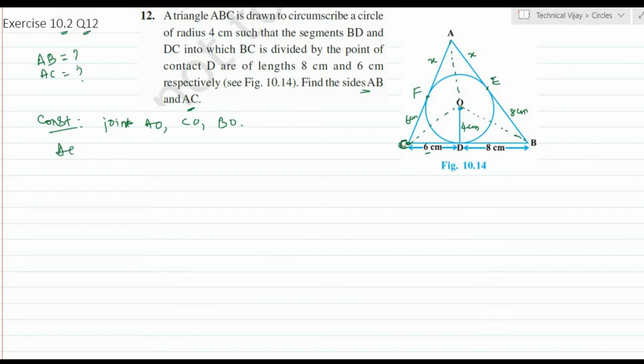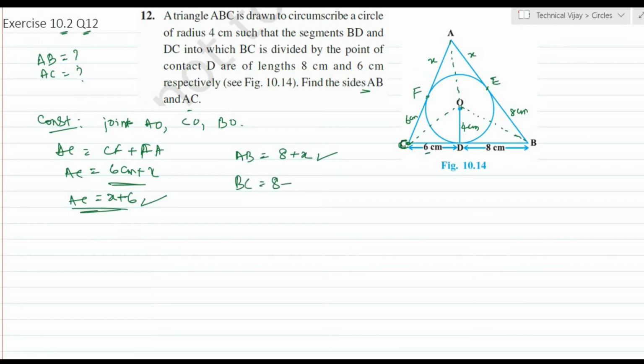That is AC is equal to CF plus FA. Okay. So this is CF we know, that is 6 cm. This is X. So we have assumed here. So AC is equal to X plus 6. So 1. And in the same way AB is equal to 8 plus X. Okay. So this is one distance and this is one distance, and BC is equal to 8 plus 6, which is equal to 14 cm.